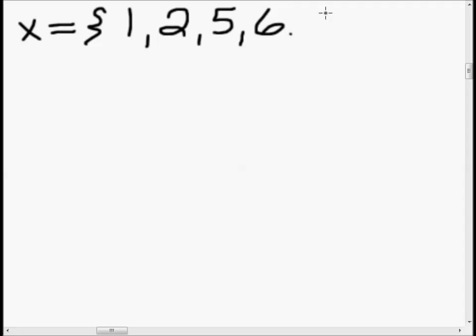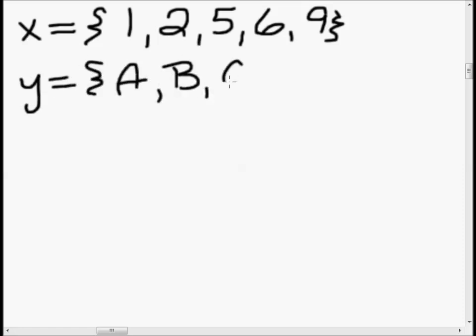Let's see. What did they let us know? Well, first they let us know that X is the set containing 1, 2, 5, 6, and 9. So let's go ahead and write that down. X is the set, curly braces, 1, 2, 5, 6, and 9. Okay. And what's Y? Y is the set A, B, C, D, and E.